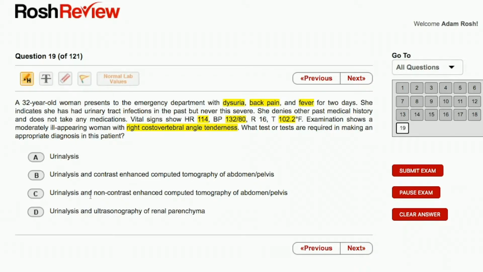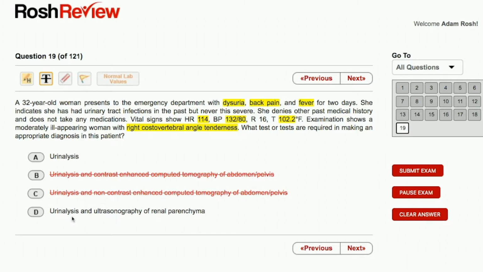And as far as the same thing but without contrast, this would be more consistent with an obstructive process that you'd be concerned about. Urinalysis would identify possibly urinary tract infection or blood, and a non-contrast CT scan could look for things like hydronephrosis and obstruction or a stone. So we're going to cross out B and C here and don't think that they're the right answer.